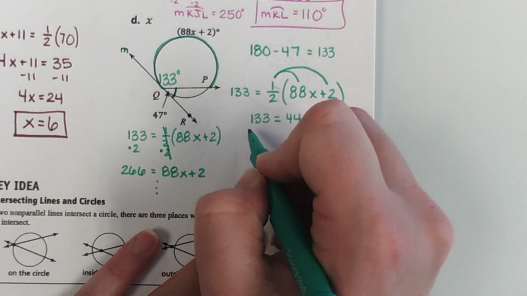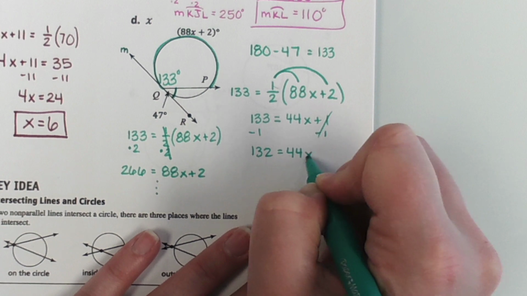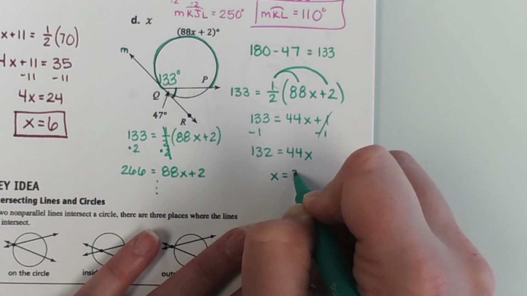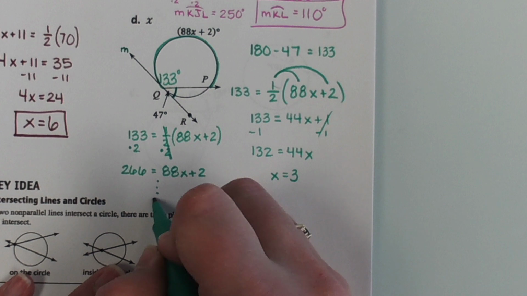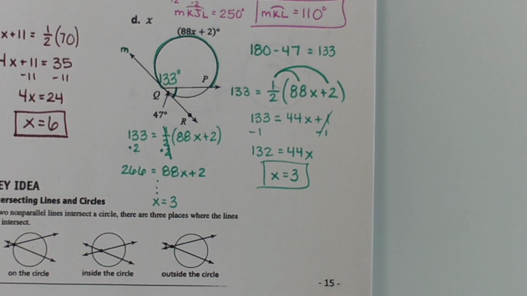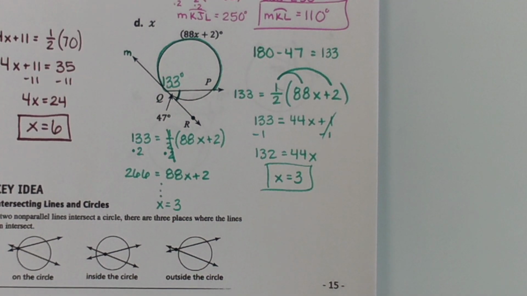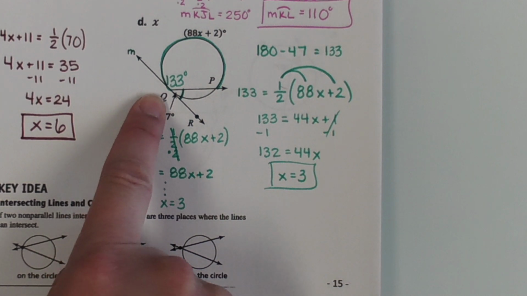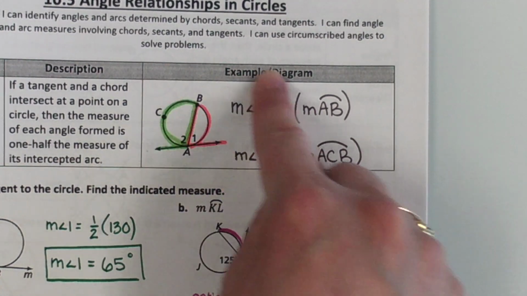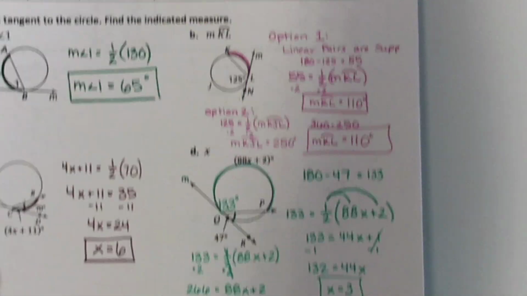This one's smaller numbers, so I'm just going to continue this one. 132 equals 44x. Divide by 44, and x is 3. If I had done this one, guess what? X would have been 3. So, if you see a tangent and a chord intersecting at the point of tangency, in other words, you see a picture that looks like this, if you're working with angles and arcs, these are the formulas you're using.